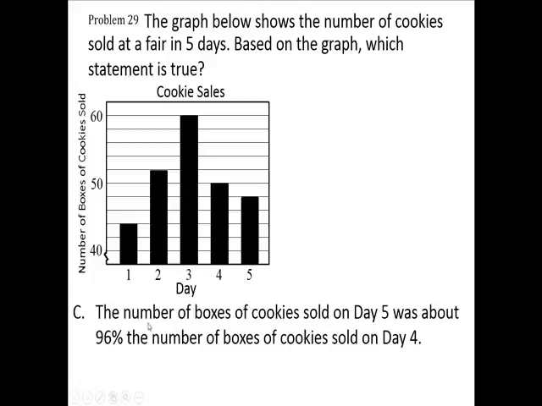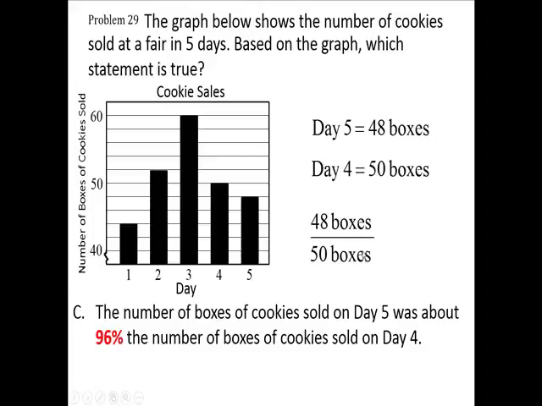Let's see if answer C is true. We're talking about the number of boxes sold on day 5, which is how much? There's 48 again. And day 4, 48 out of 50. Now, is that 96%? Yes, 48 compared to 50. If you double 50, you get 100. If you double 48, 48 plus 48 is 96. So this is the same thing as 96 over 100, isn't it? So this is true. We have to pick answer C for our answer.